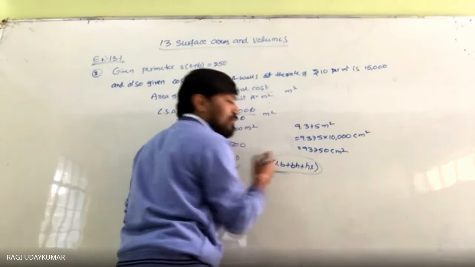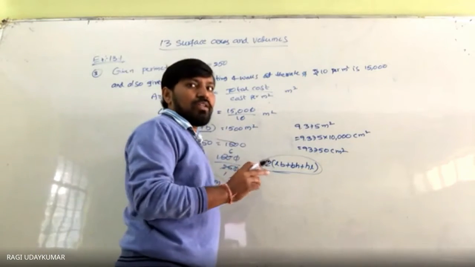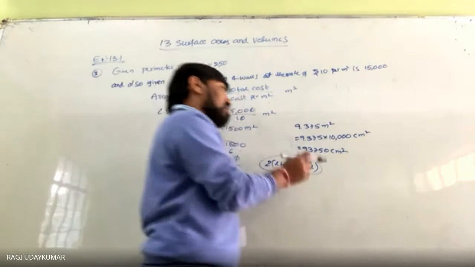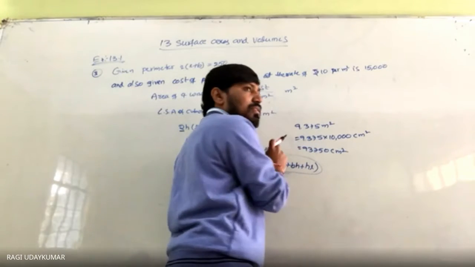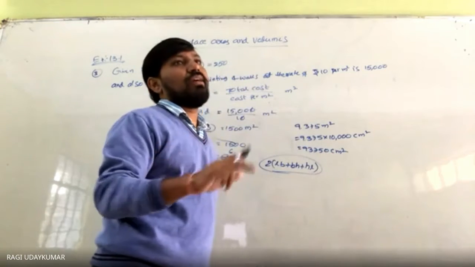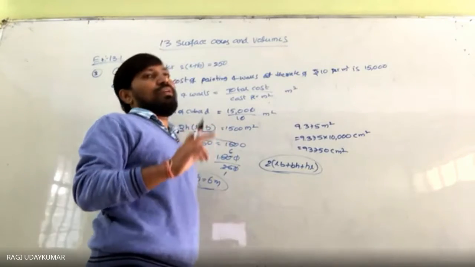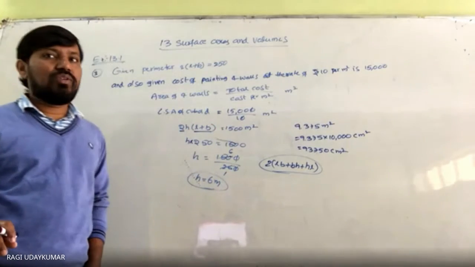So this formula, if you are using the area of one brick, you are going to get the answer in centimeters square. And if you divide this by the area of one brick, you get how many bricks can be painted. So that problem you can do as homework.